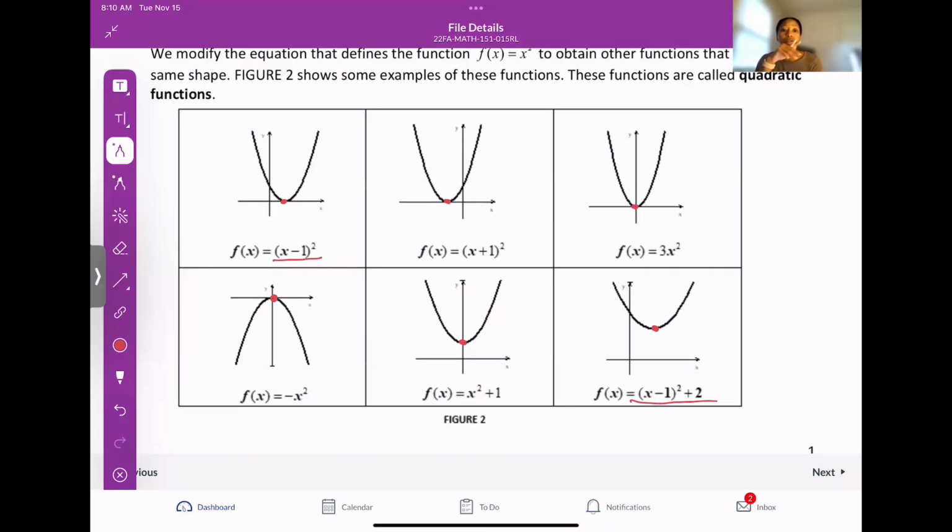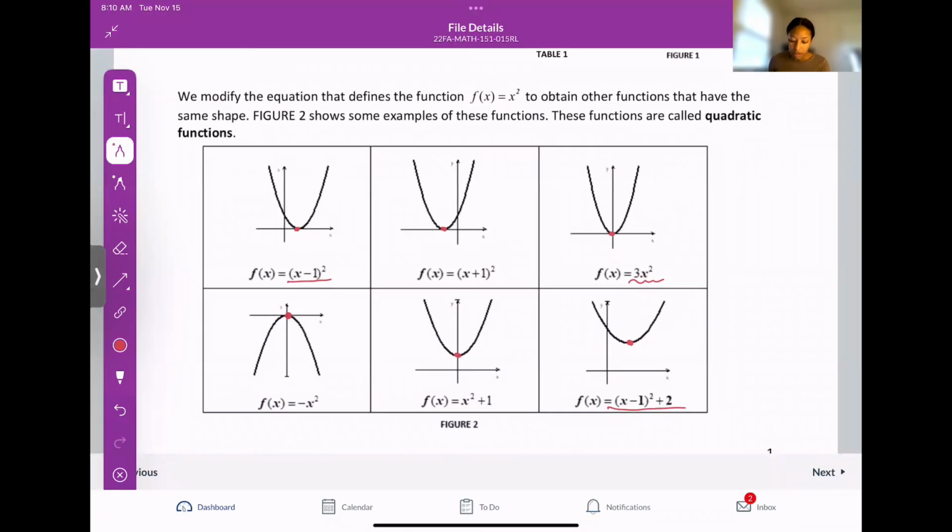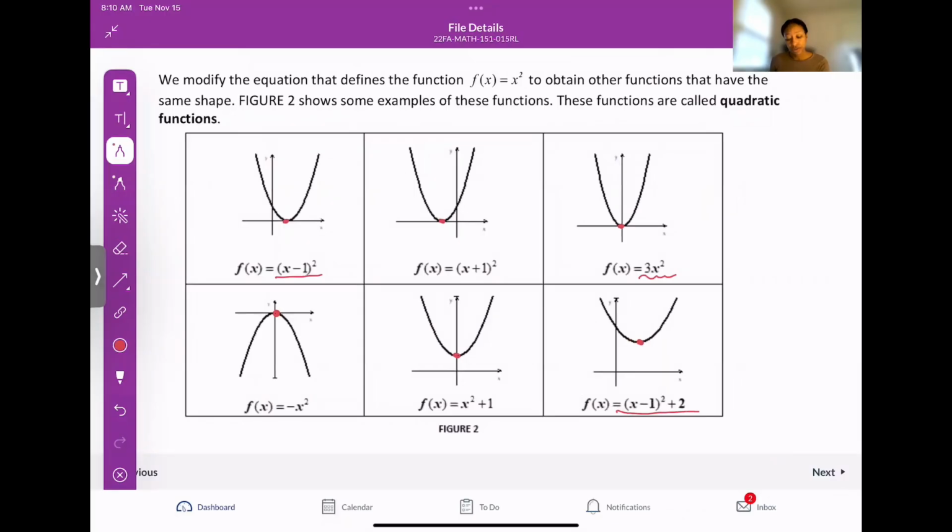Also, if you multiply the x squared term by a constant, that makes your graph either narrower or wider. If you multiply by a constant bigger than 1, like 3x squared, you get a narrower parabola. And if you multiply by a constant like 1/2, something less than 1, you get a wider parabola. But all of these functions are examples of quadratic functions.